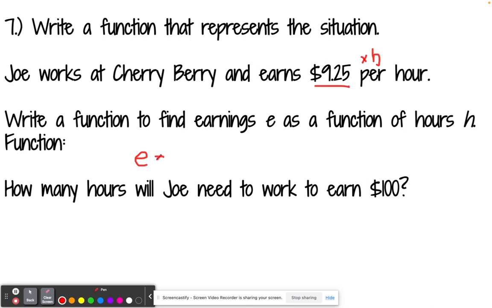He will earn $9.25 for every hour he works. Now, my next question is how many hours will he need to work to earn $100? Well, that means if it's $100, we want to know how many hours. $9.25 for every hour. It's a one-step equation. I just need to divide both sides by 9.25.